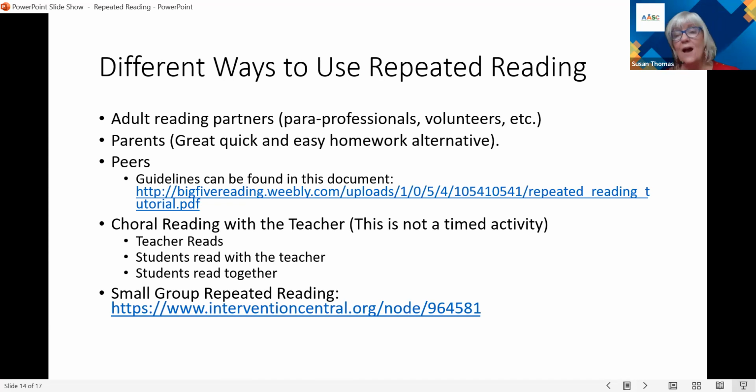The great thing about repeated reading is there are a lot of different options for the way you do it. I've used it a lot with homework, being something meaningful that I knew my parents could quickly help with. And also you heard me say I've used it with volunteers that were in the building. So how you use it is all up to you.